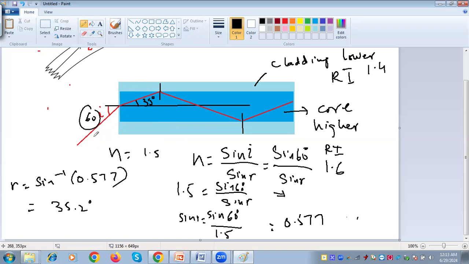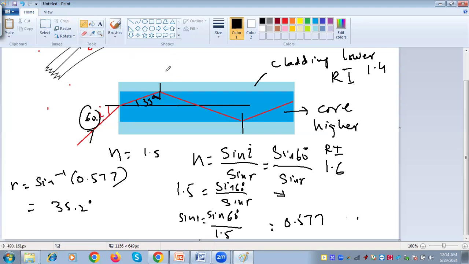And you should remember that this angle, which the ray makes in air, is also important because the angle at which it refracts will enable the ray of light to strike the core to cladding boundary at an angle greater than the critical angle. So this angle is important, and the angle here the ray makes depends on this angle.